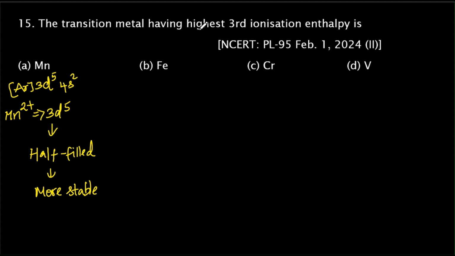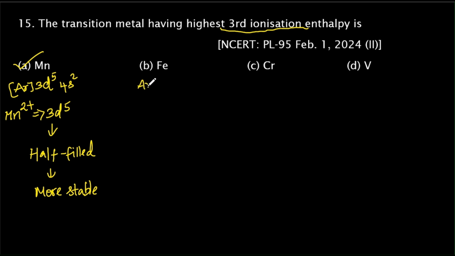They are telling the transition metal having highest third ionization enthalpy. Third ionization enthalpy means already 2 electrons are removed, and to remove the third electron, which metal requires more energy? Here the 3d5 configuration is more stable, and to remove another electron from this 3d5 configuration, more energy is required. So the answer is clear. A is the answer. Let us check the other options also.